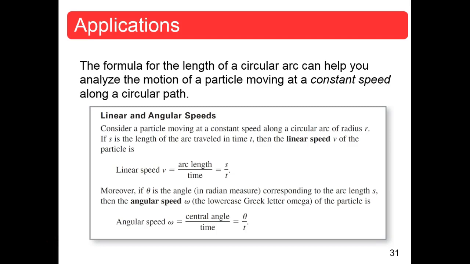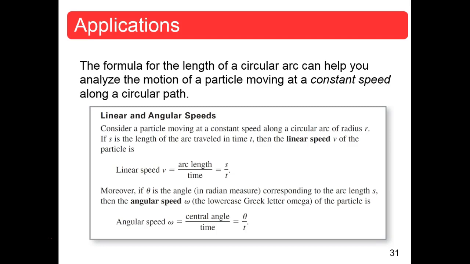If theta is the angle in radians corresponding to the arc length s, then the angular speed, now that symbol there is a lowercase omega. Okay? Omega. And the uppercase is the thing that looks like an upside down horseshoe, but the lowercase is this thing that looks like a W. Lowercase Greek letter omega. Angular speed, that is in radians per time. Okay? The angular speed of the particle, omega, is equal to how many radians per time? Radians per second, radians per minute, whatever.